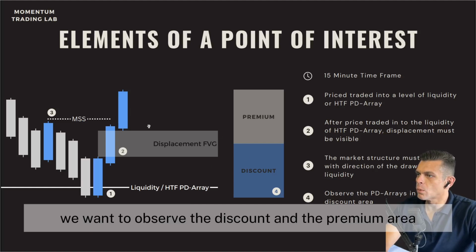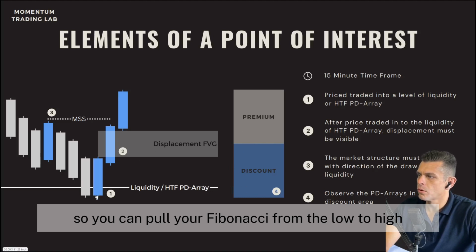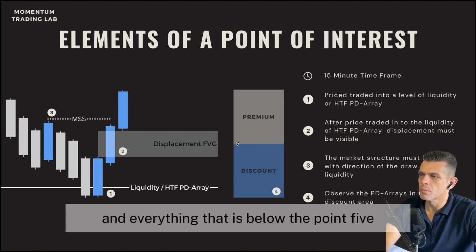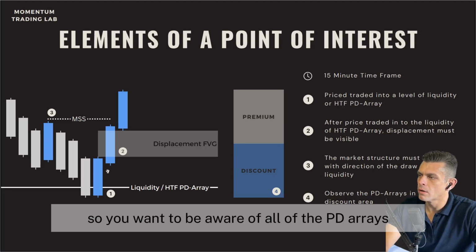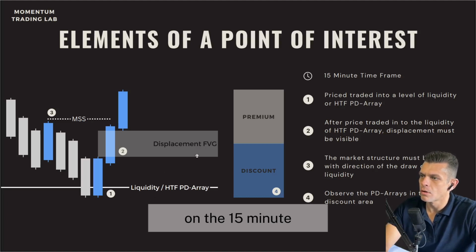All right, so now that we have these conditions met, traded into liquidity and displacement into a market structure shift, we want to observe the discount and the premium area. So you can pull your Fibonacci from the low to the high, and everything that is below the 0.5, or the equilibrium, is considered discount. So you want to be aware of all of the PD arrays on the 15-minute in the discount area.